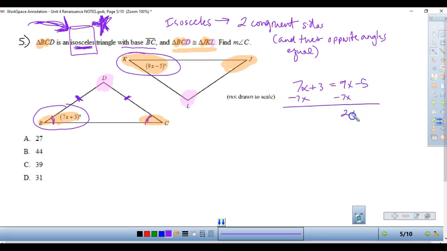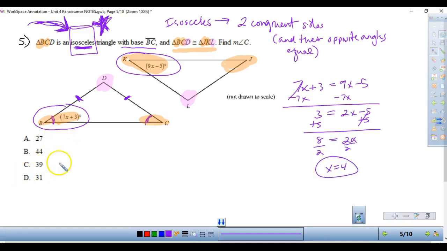So I've got 2x minus 5 equals 3. And then I'll get 2x equals 8. And then that means that x equals 4. And luckily that's not a choice, so I won't get sucked in. So now I've got to look at the question.